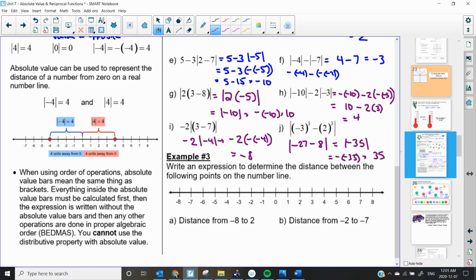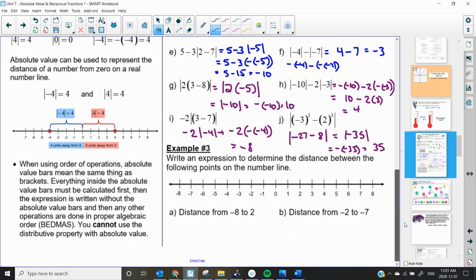Now, the last example we're going to look at on this page is writing expressions. We're asked to write an expression to determine the distance between the following points on a number line. In each of these cases, there's more than one answer. So we're asked to write an expression that shows the distance from negative 8 to positive 2.